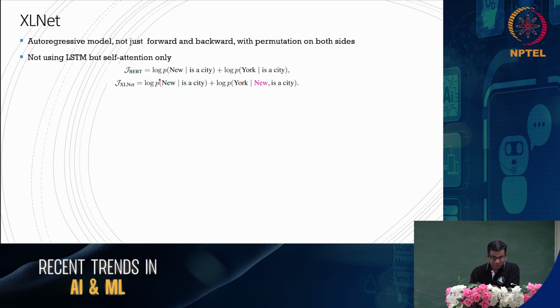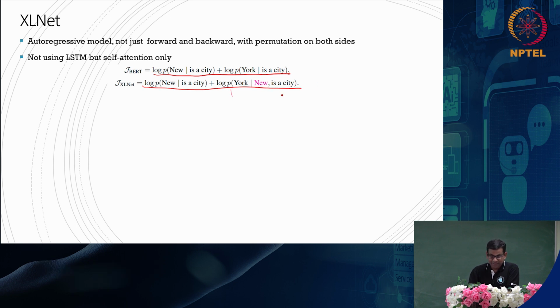Now in BERT, we use this one, but in XLNet, we are saying, okay, predict given New is a city, like New is a city, because you are doing it auto-regressively.